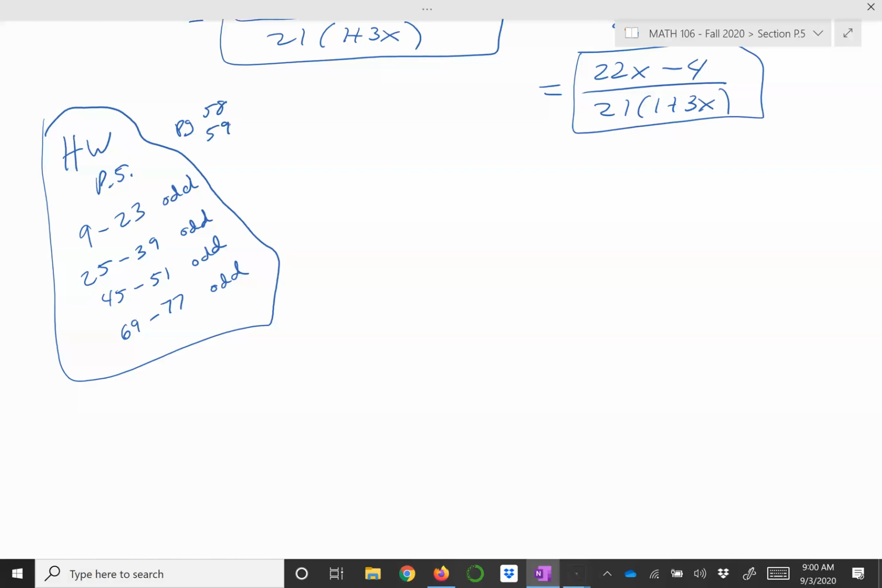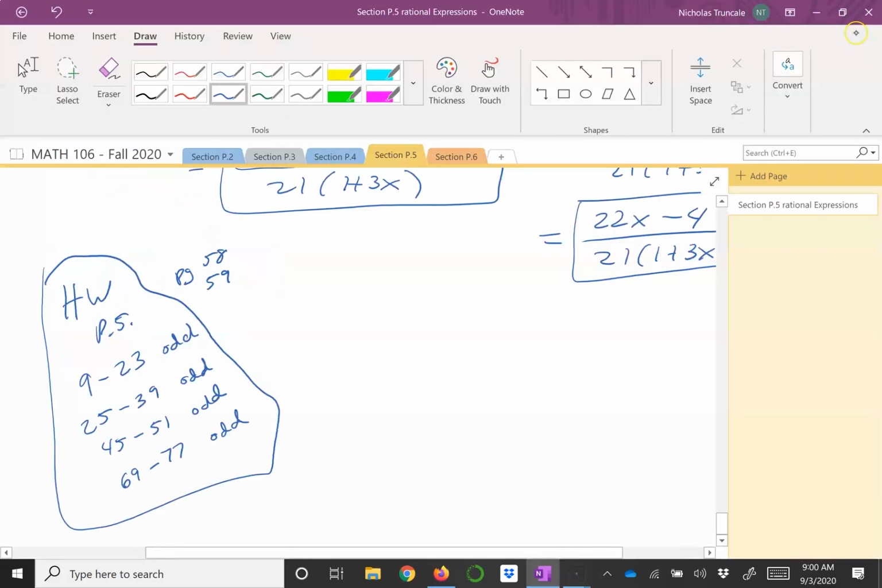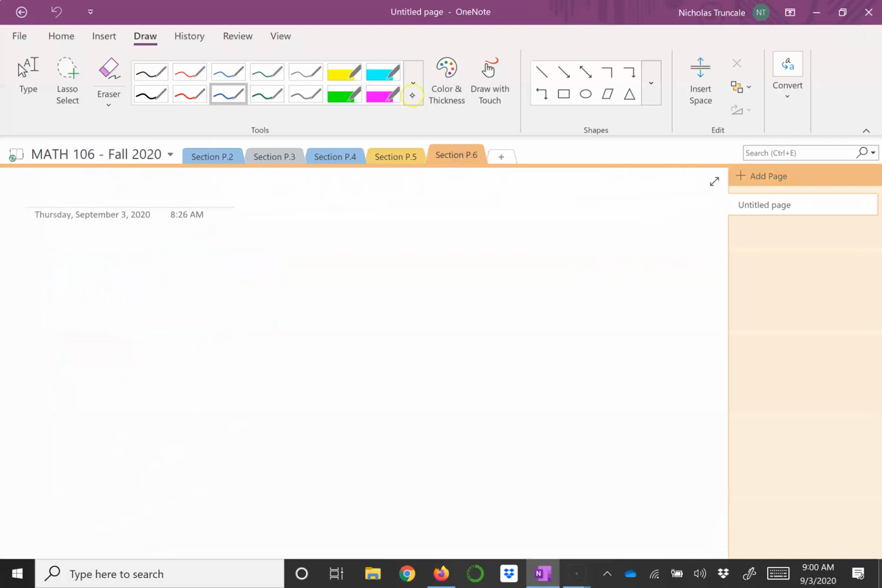So that is P5. We only have one more P section, and that's what the first exam is going to be on. It's going to be on all these P sections that we've been covering. Okay? So we're going to move on to P6. So I already have it ready here in my notebook.